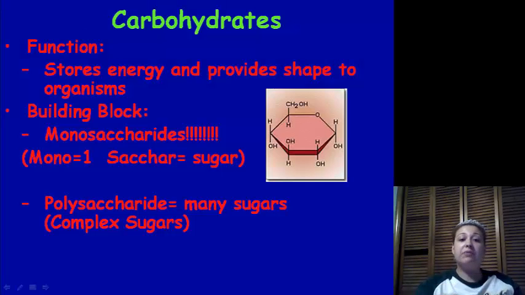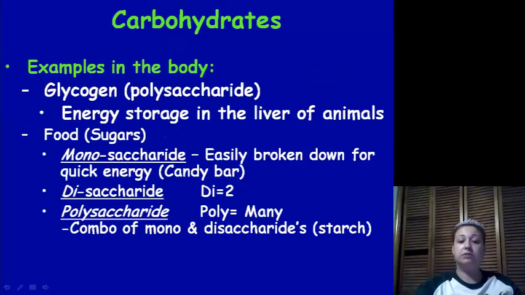Okay, so let's start by looking at the carbohydrates. They store energy and provide shape to organisms. The building blocks are going to be monosaccharides. Mono means 1, and saccharides means sugars. Then many of those put together are polysaccharides, or many sugars, known as complex sugars.